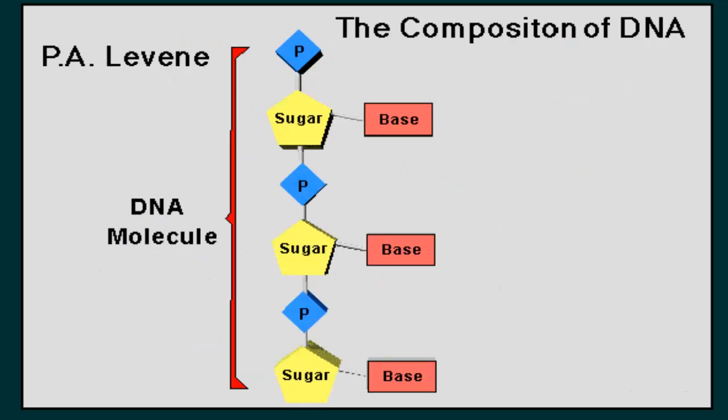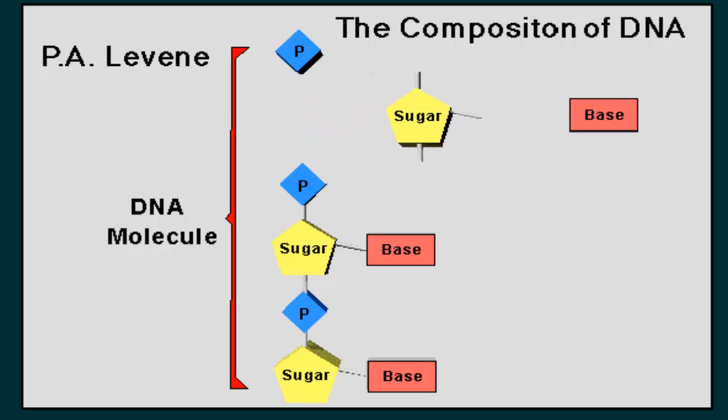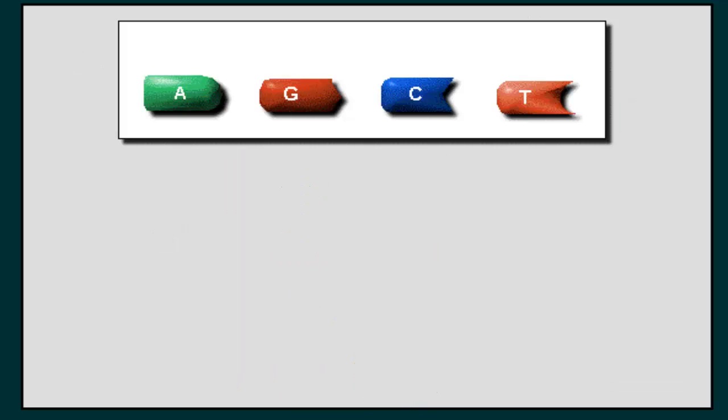A scientist named P.A. Levine had already determined the chemical composition of DNA in the 1920s, but at that time, he did not know it was the hereditary material. He found that DNA is composed of three chemical components: a base, a sugar, called deoxyribose, and a phosphate group. There are four types of bases: adenine, guanine, cytosine, and thymine.